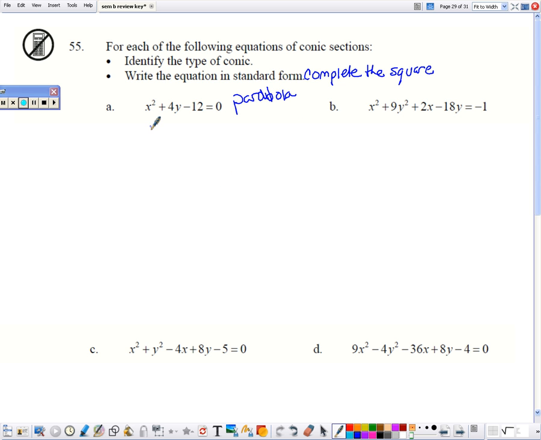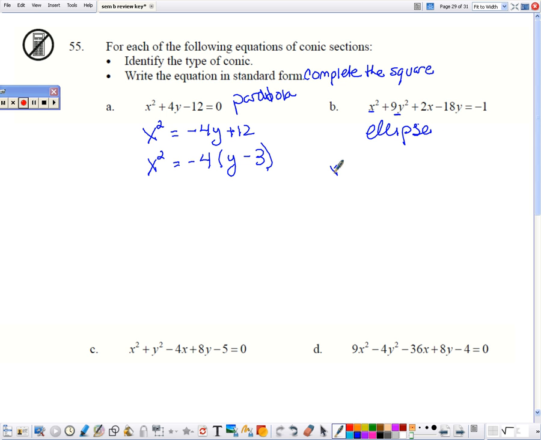So I'm going to get the x term by itself. Then I'm going to just take out the -4. And there's my standard form. And this one I actually didn't have to complete the square for. That was nice. Now for B, both of my square terms are positive and the coefficients are different. So it's an ellipse.